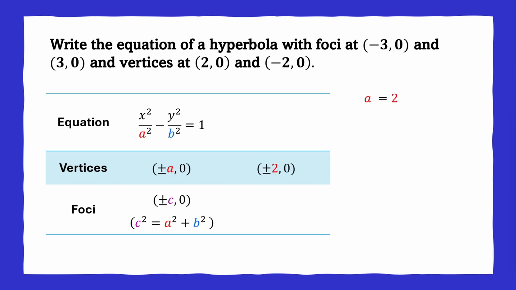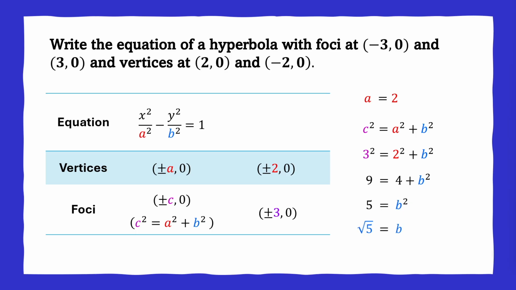The distance from the center to each focus is 3, so c is 3. Using the formula c squared equals a squared plus b squared, we plug in the values 3 for c and 2 for a, which gives us 9 equals 4 plus b squared. Solving this, we find that b squared is 5, which means b equals the square root of 5. But we don't actually need to find b, we just need b squared to write the equation.